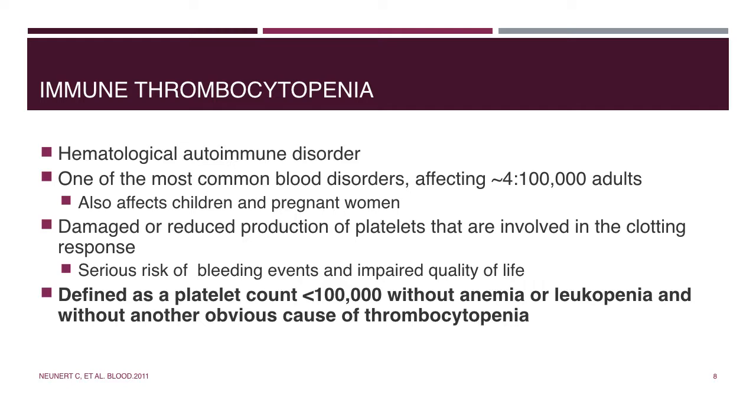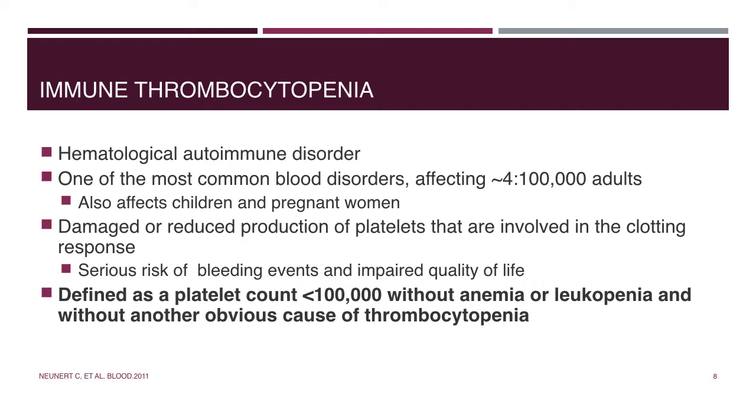ITP, as I said, is a common autoimmune disorder that affects around 4 in 100,000 adults in the world. It also affects children and pregnant women, but this goes beyond the scope of what will be discussed today. ITP is characterized by damaged or reduced production of platelets that are involved in the clotting response, which can lead to significant bleeding events, although these are rare.